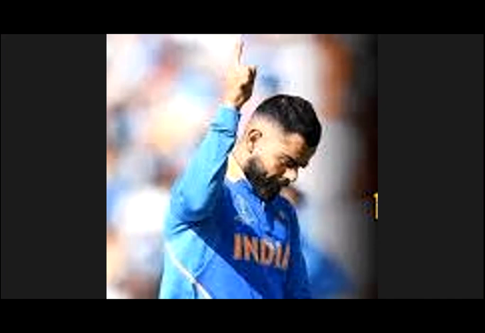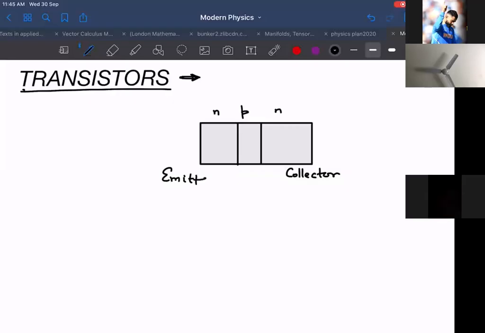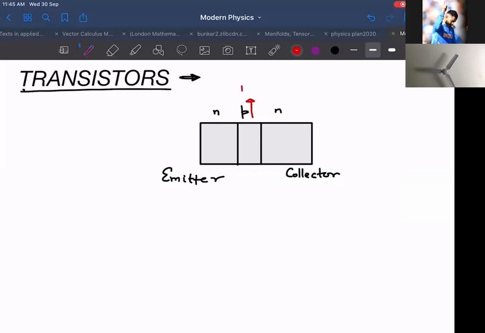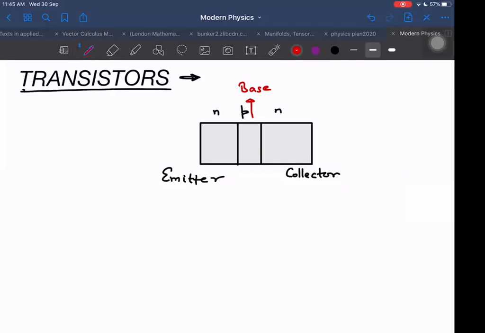Now, this. So emitter, collector, and in between we have base. The middle one is base. It could be NPN type, N, P, and N, or it could be PNP type. Two types are there. In both cases, the middle one will be base.